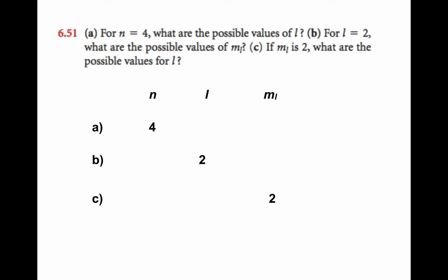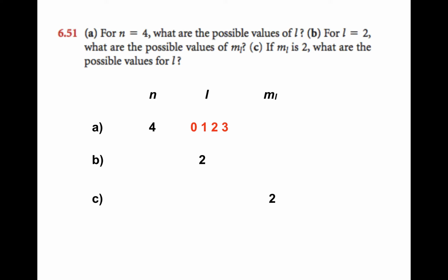51. N is equal to 4. What are the possible L values? All right, so these are the different quantum numbers, right? The N number, principal quantum number, the L number, the angular momentum quantum number or shape number, and the ML number, which is the orientation number or magnetic quantum number. So you need all three numbers to get an address. So if N is equal to 4, there are 4 shapes associated with the fourth energy level. A 0 shape, a 1 shape, a 2 shape, and a 3 shape. Or another way of saying it, an S shape, a P shape, a D shape, and an F shape.